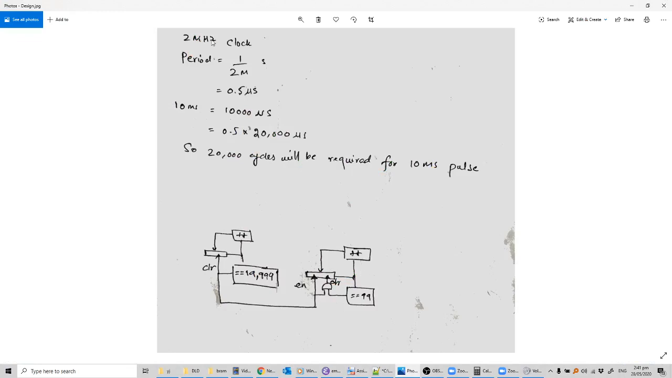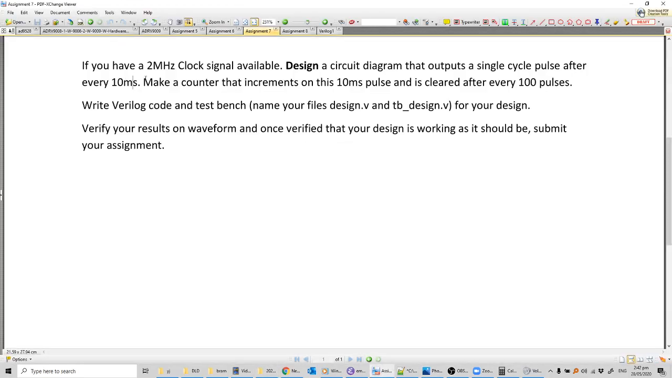So if we have a 2 megahertz clock, that means its period is 1 over 2 megahertz. We know that period is 1 over frequency, so that is 0.5 microsecond. So for 10 milliseconds, we have 10,000 microseconds. We know that 10,000 microseconds is basically 0.5 microseconds times 20,000. So that means that for 0.5 microseconds, we need 20,000 cycles to complete 10 milliseconds.